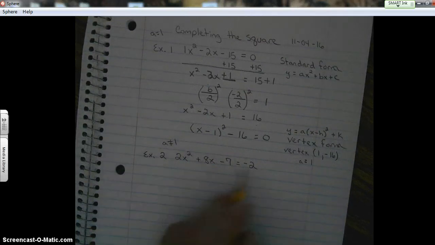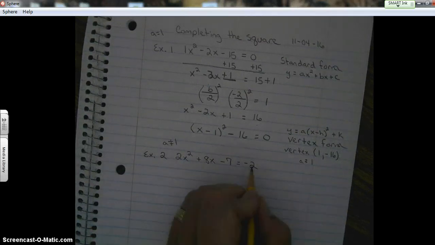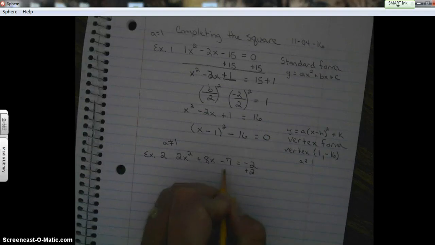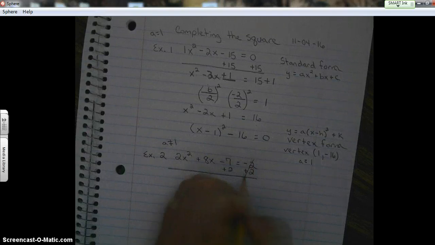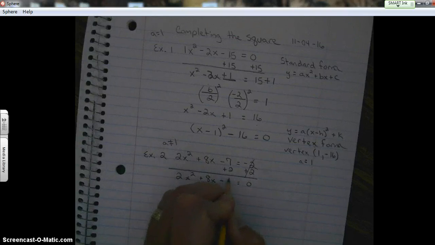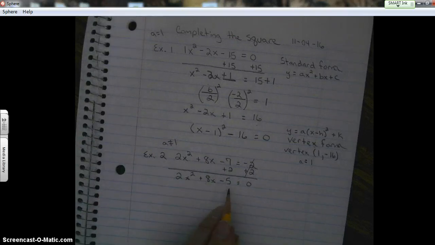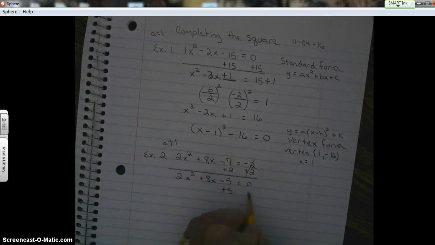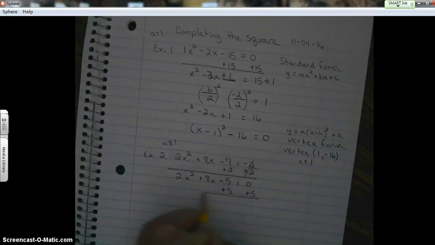So here we're not quite in standard form. We want to move that 2 over here. So we'll cancel it on the right. So we're going to have 2x squared plus 8x minus 5. All right, so here we are. We're in standard form. So our first step, move that constant over on the right side. So we get, leave a blank here because we want to make a perfect square.